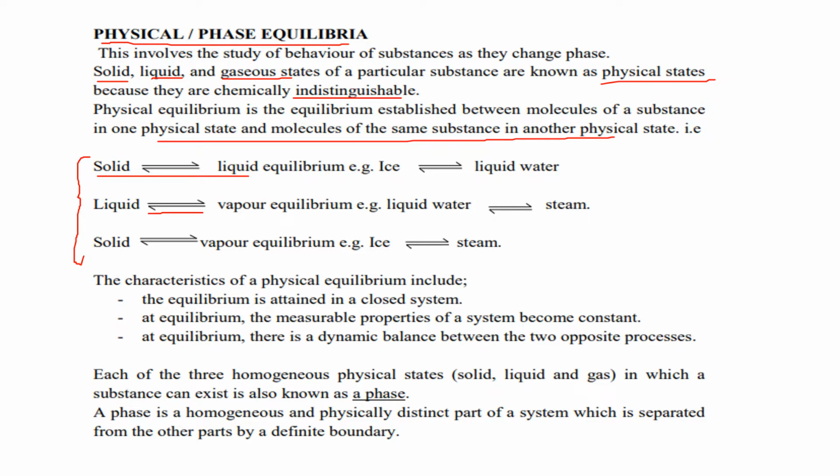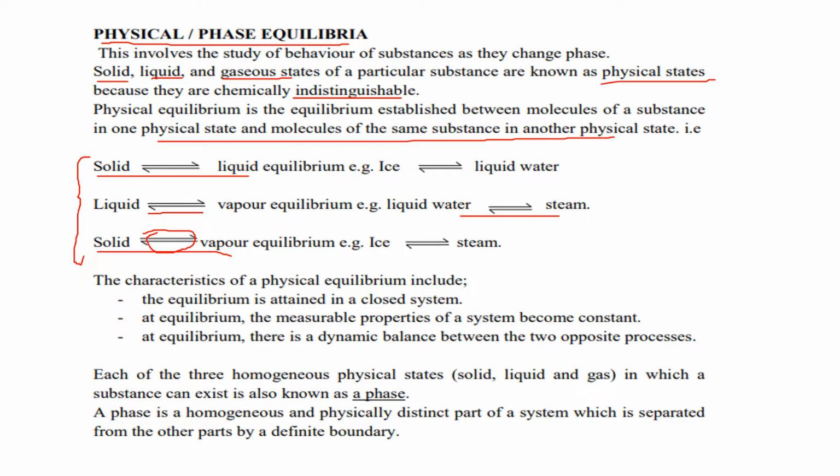That is to say, for example, liquid water getting converted to steam. And also solid to vapor. Now in your O-level, you looked at all these processes. There is an equilibrium that exists between a solid turning to vapor, and you are going to be looking at that in detail.